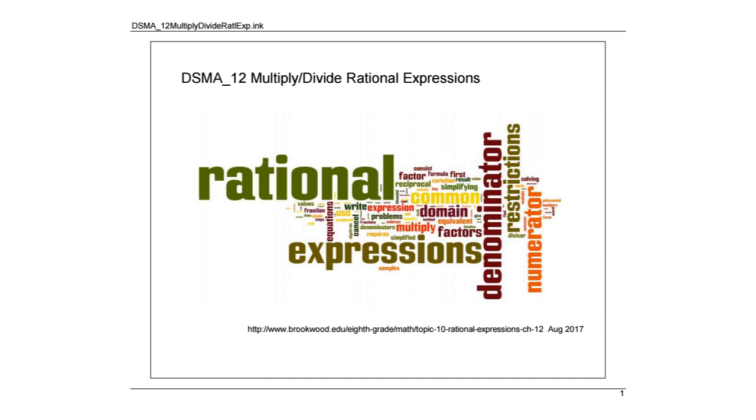All right, so we are at the last developmental section. Then it's going to be all college algebra for the rest of the semester. So this is DSMA 12. We're going to multiply and divide rational expressions. We do need to know how to factor to do these problems.